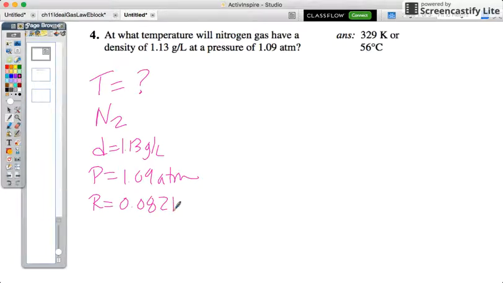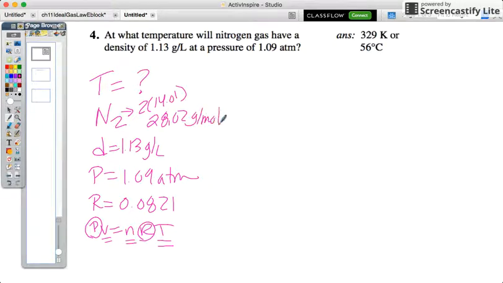And I realized that in order to use PV equals nRT, right now I have pressure, and I'm trying to solve for temperature, but I'm missing V and n. So I have P, I have R, I'm missing V and n. But if I know that it's nitrogen, I know the molar mass is 2 times 14.01, so the molar mass is 28.02 grams per mole. And at this moment, I can see that I have an associated mass and associated volume.